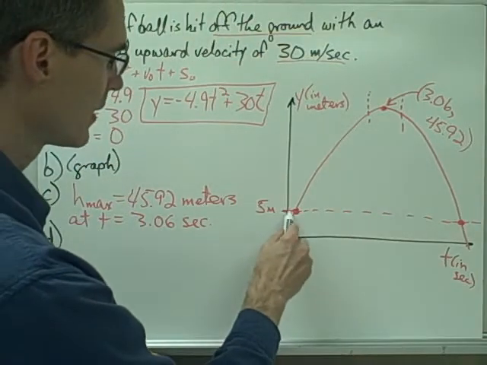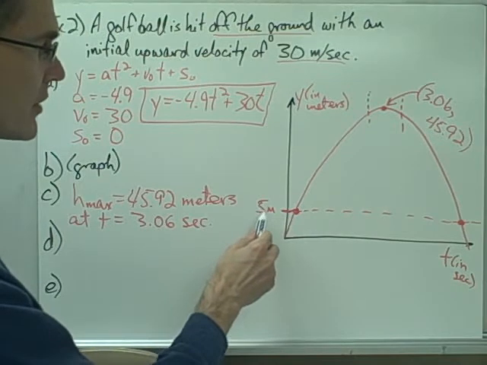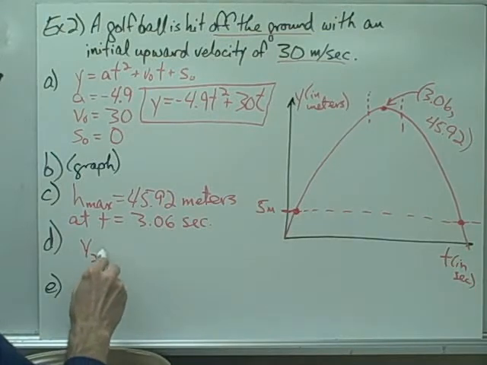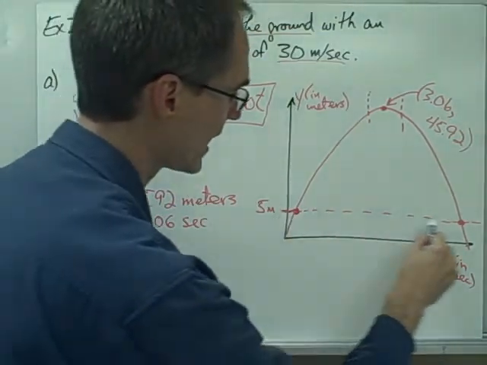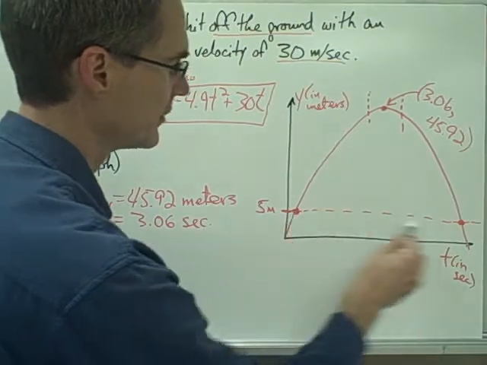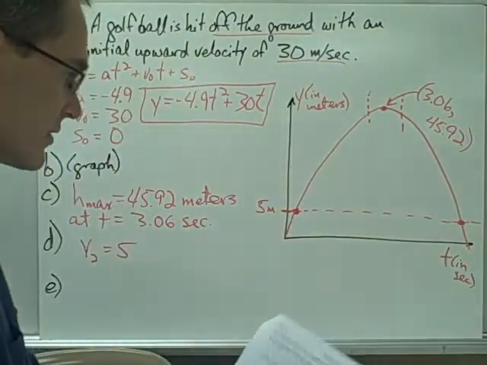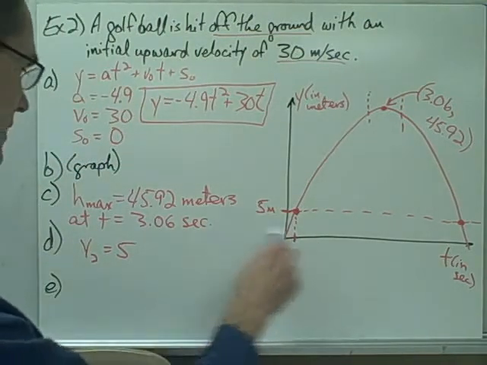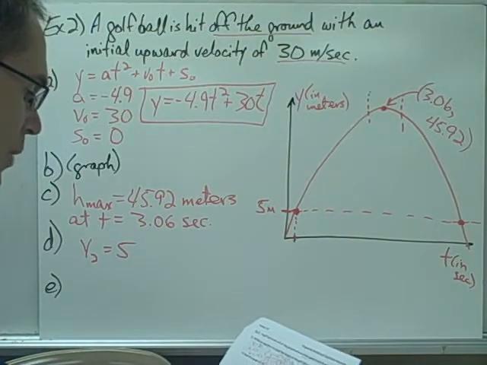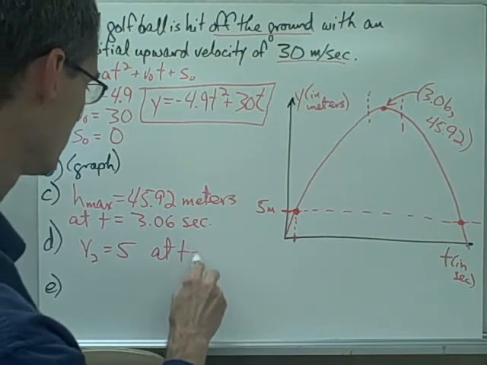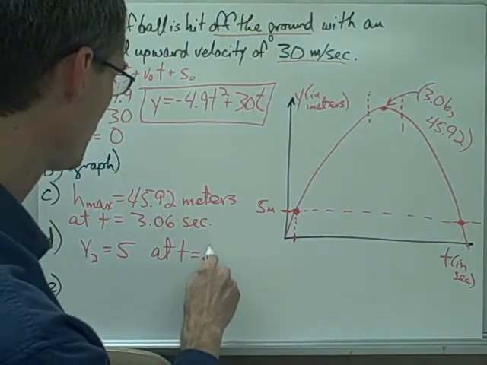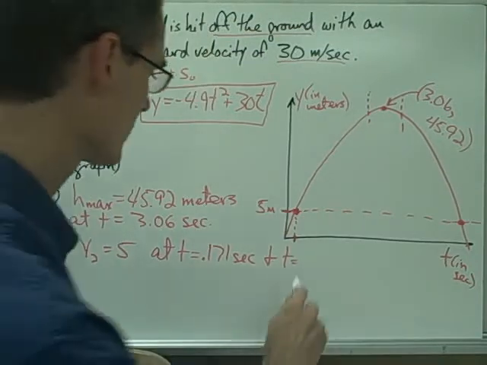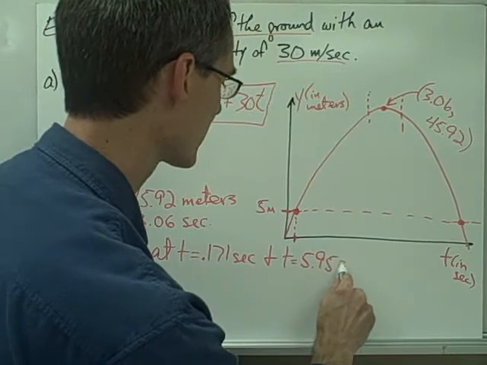And for both of them, probably the easiest thing to do is enter into my graphing calculator, along with y1, which is this equation, y2 equals 5. That'll give me a straight line across here, and I can just find these two intersection points. I've discovered that y is going to be equal to 5 at t equals 0.171 seconds, and at t equals 5.95 seconds.